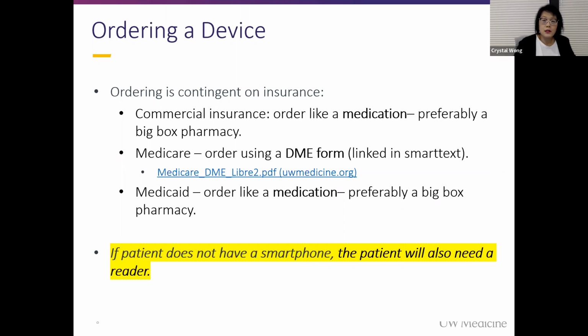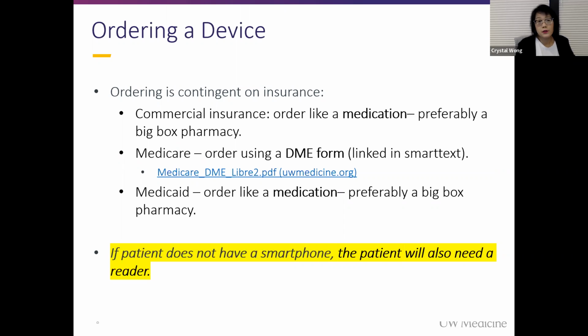This is always the Libre 2. There's an older version called the Libre 14, but we're not using that anymore because it's not compatible with a smartphone. For most people who have a smartphone, they're just going to download a free app, the Libre 2 app. There you go. You don't have to order them a reader.